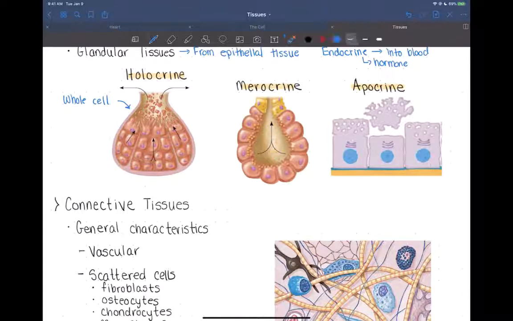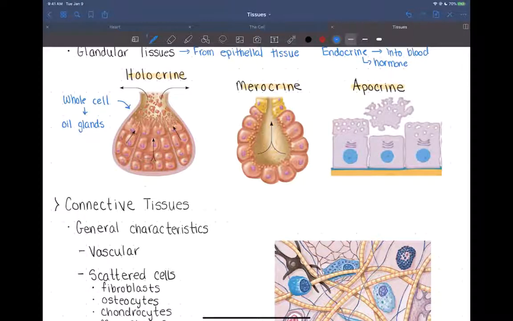So an example of this is your oil glands. All right. And that's one reason your oil glands can very commonly get infected, right? Especially with acne and that kind of thing, because those oily secretions contain essentially whole cells. And so bacteria, that's a lot of food for bacteria, right? They love that. So they're going to go in, and that's how they end up getting infected. And it's because of this method of secretion, this whole cell secretion. So that's holocrine.